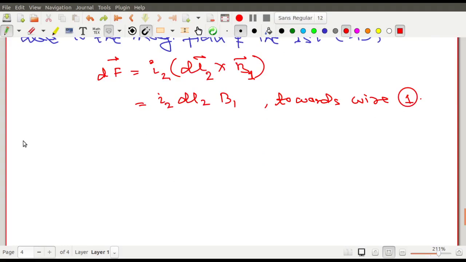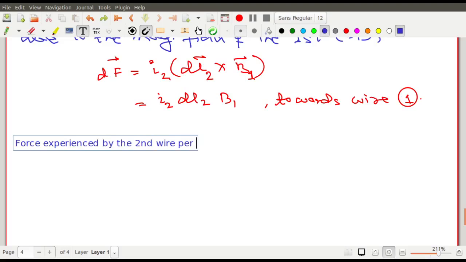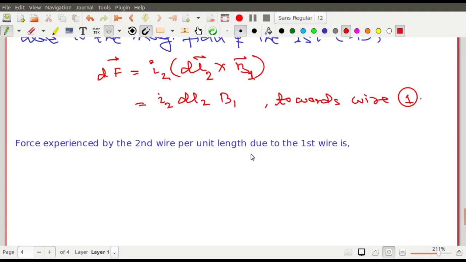So what is the force experienced by the second wire per unit length? The force experienced by the second wire per unit length due to the first wire is how much?